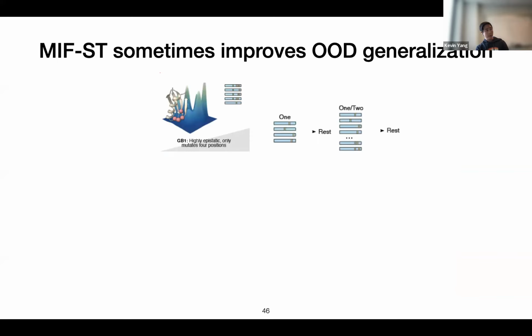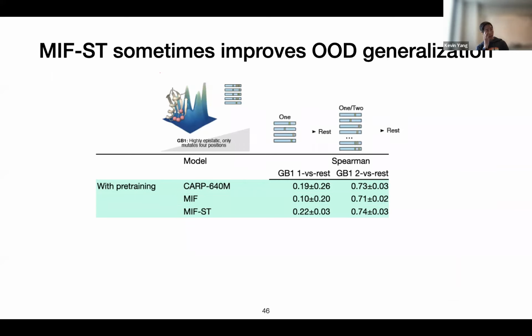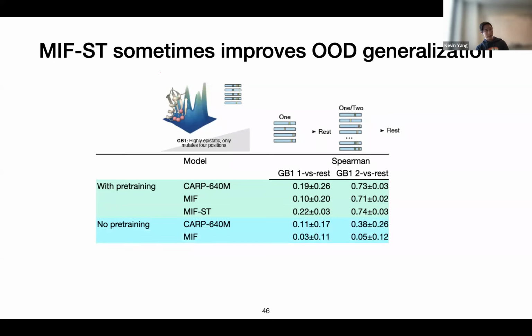So here's that same GB1 task. We're looking at the same two splits. So CARP with pretraining, this you've seen before. Here's MIF. So MIF actually doesn't do better on 1 versus rest or 2 versus rest, but if you add in the sequence transfer, it does better on both. And without pre-training, MIF is very, very, very bad actually. And the MIF-ST architecture is very unstable without pre-training. It predicts the same output for every out-of-domain thing.